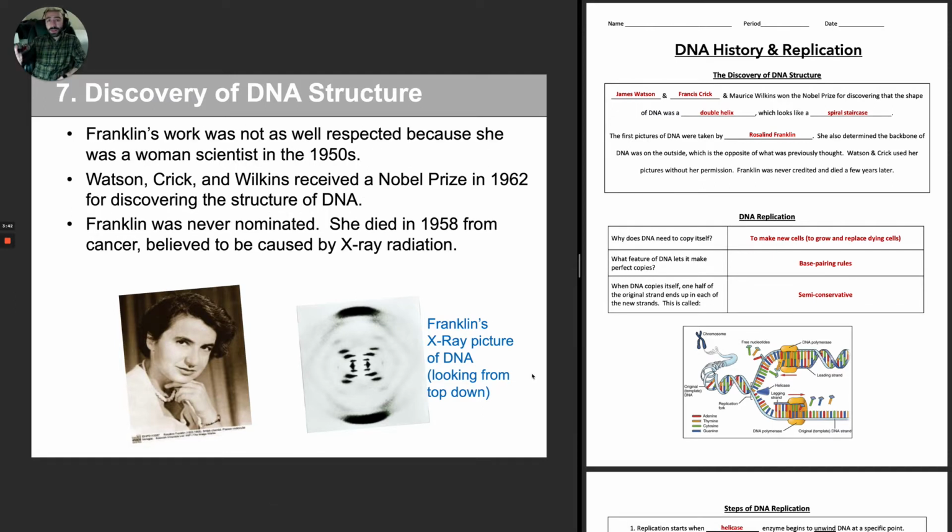And to complicate things further, and really one of the main reasons I want to talk about this, is that Franklin's work wasn't incredibly well respected because she was a woman scientist in the 1950s, not to mention she was Jewish on top of that, which, the 40s through 50s was not a wonderful time for the Jewish people. And so science has long been a field that's been dominated by relatively wealthy white men. And that's not to say that those people are bad people by any means.